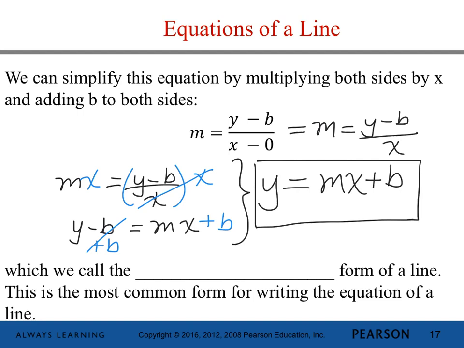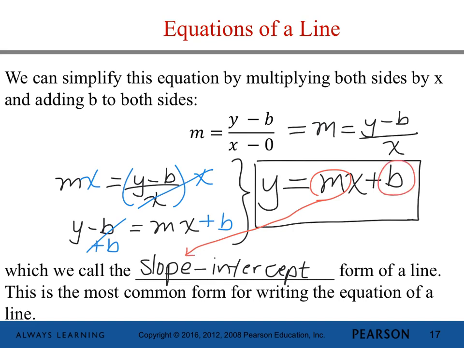And we call this the slope-intercept form of the line, with m being the slope, and b is the y value of the y-intercept. And that's why it's called the slope-intercept form of the line. This is the most common form for writing the equation of a line.